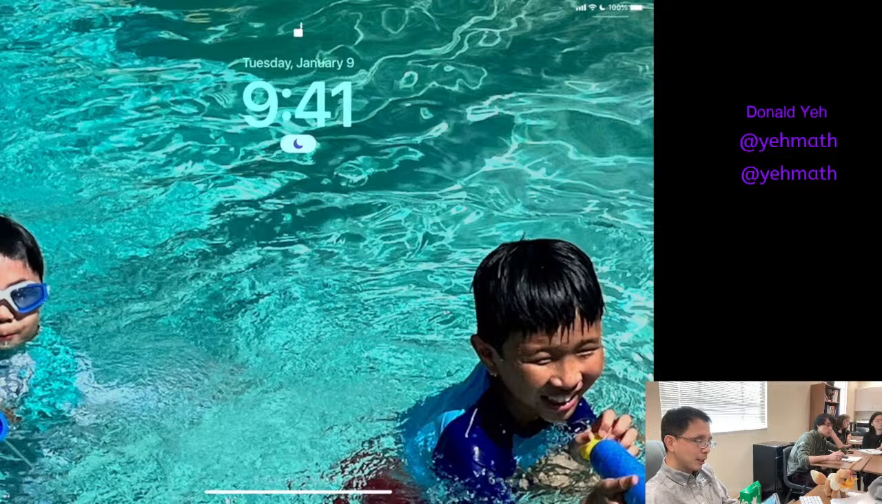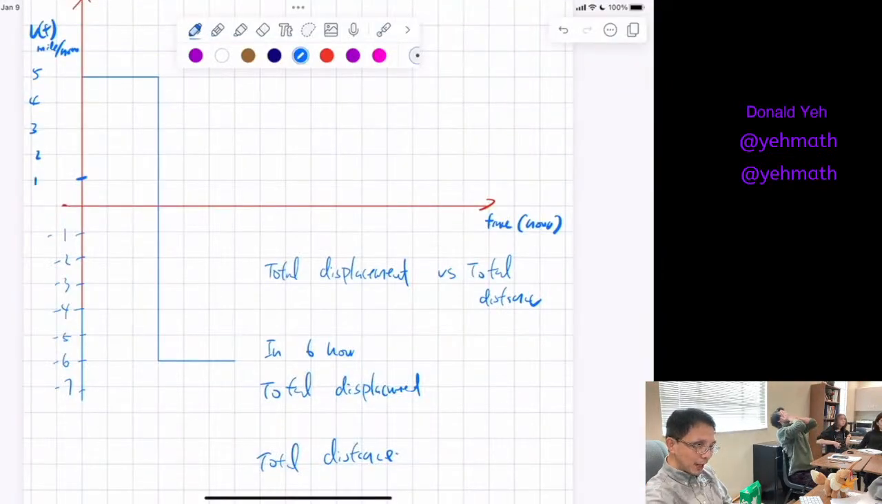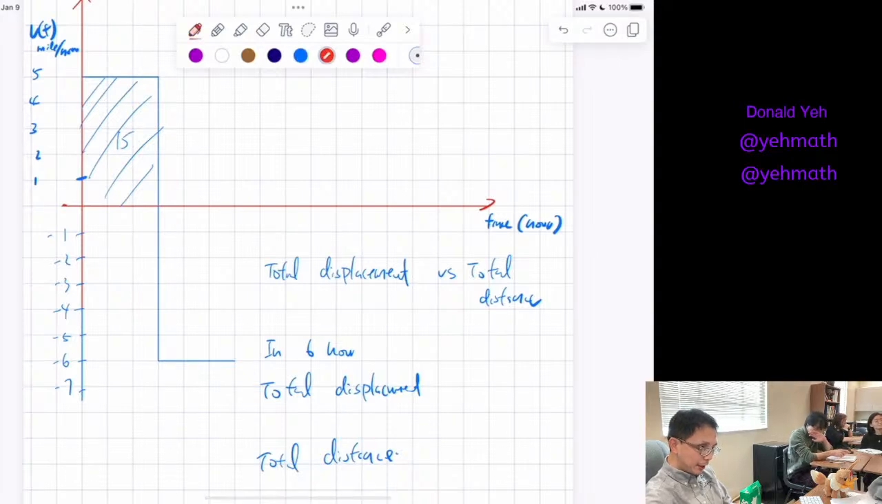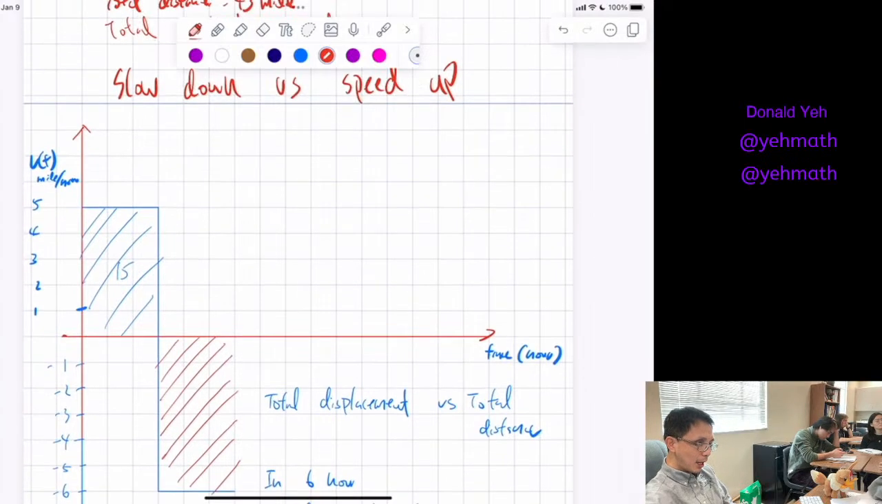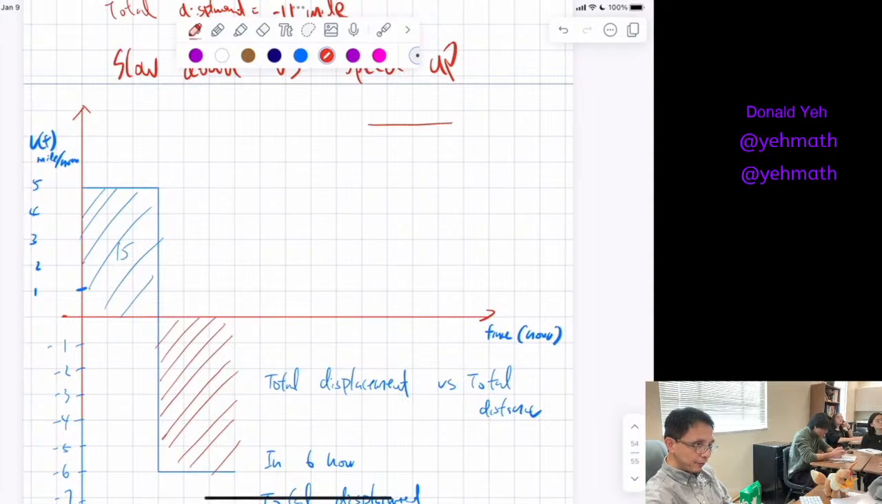Okay, so let's talk about displacement, right? I'm gonna shade this positive area as blue. So there are 15 here, right? But there is a red area here. So that means Aiden is running 15 this way.